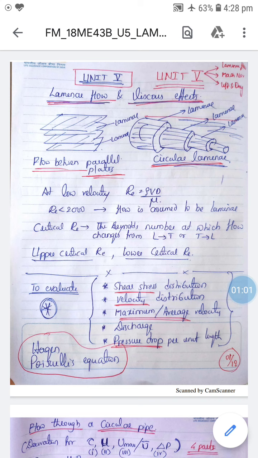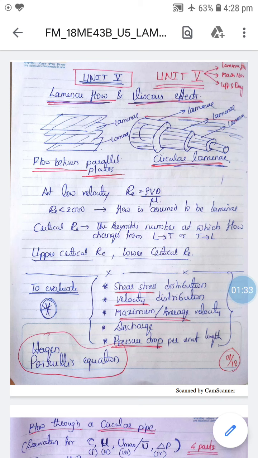So, it is obvious that when velocity is low, that is when the Reynolds number is less than 2000, the flow can be assumed to be laminar, that is flowing in layers as shown for the flow between parallel plates, or if the flow is in a circular pipe, the flow can be imagined to be flowing in circular laminae as shown in the diagram. And if you conduct an experiment where the velocity starts increasing, then there will be a particular Reynolds number at which the flow changes from laminar to turbulent, or if you do the experiment in reverse, the flow may change from turbulent to laminar.